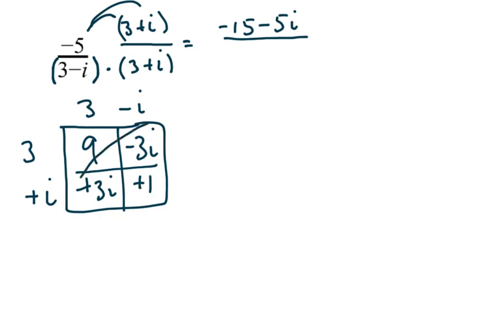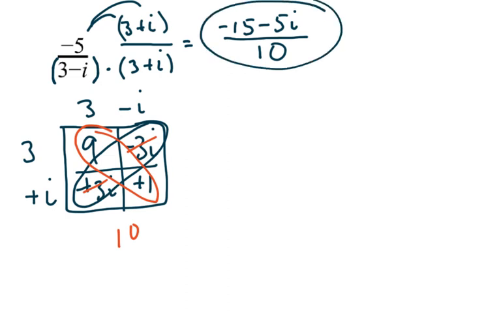Let's put this together. Our like terms actually cancel out here. And all we're left with is 9 plus 1, which means we have 10. And that 10 is what we have in the denominator. So there it is. Our final answer does not have an i in the denominator. It's negative 15 minus 5i all over 10. And that is how you rationalize the denominator.